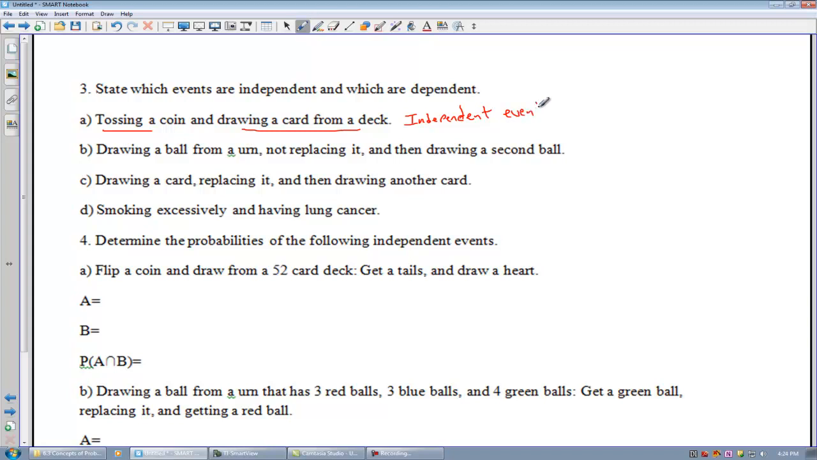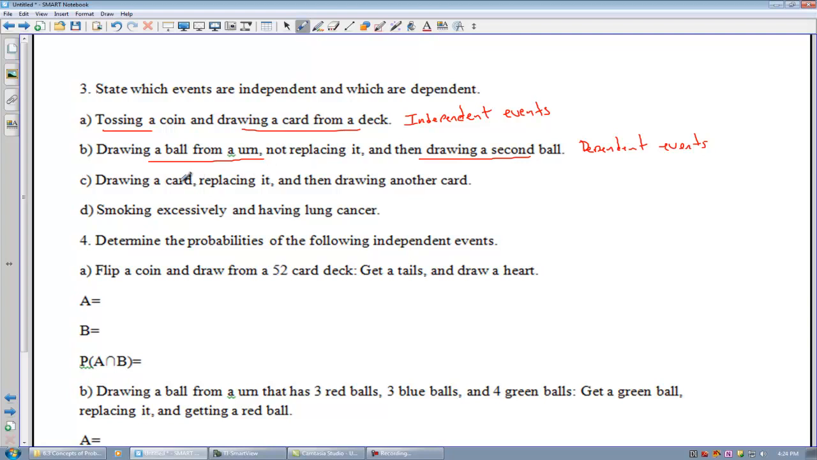Next one, drawing a ball from an urn, not replacing it, and then drawing a second ball. This is actually an example of dependent events, and they're dependent because you're not replacing the ball after the first event. So here's the first event. You draw a ball from the urn, but you don't replace it, and the next event is you draw a second ball. So this is an example of two events which are dependent on each other. They're dependent because, in a sense, you've reduced the overall size of the sample space because you didn't replace the ball.